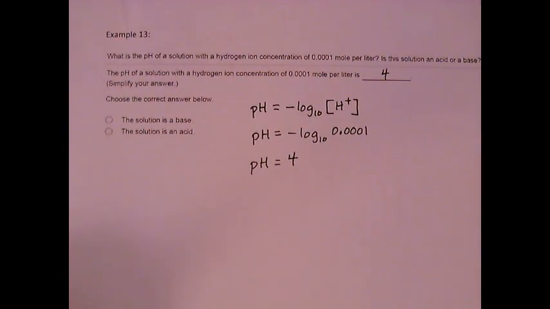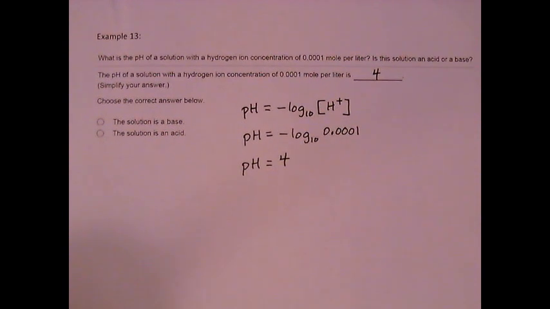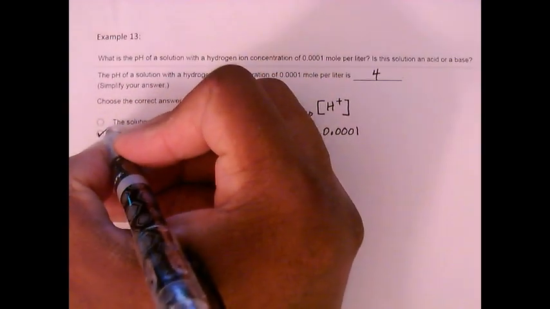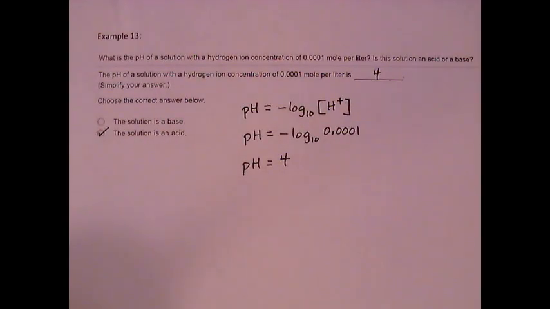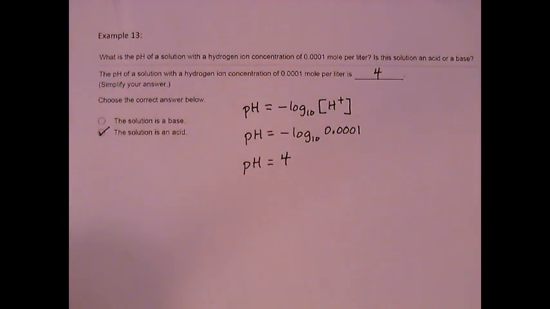So the pH of a solution with a hydrogen ion concentration of 0.0001 mole per liter is going to be 4. Now, based on that pH, is it an acid or a base? Well, that 4 is less than 7. And if a pH is less than 7, it is considered to be an acid. If it's over 7, it is a base. And of course, if it is 7, it's going to be neutral.